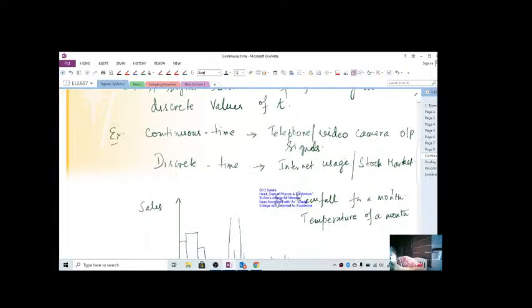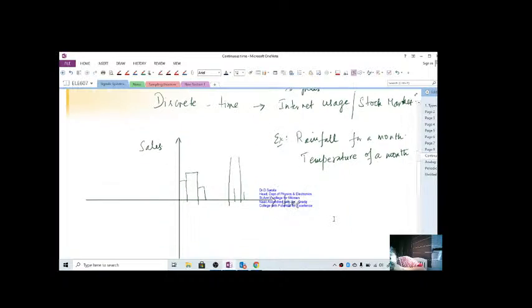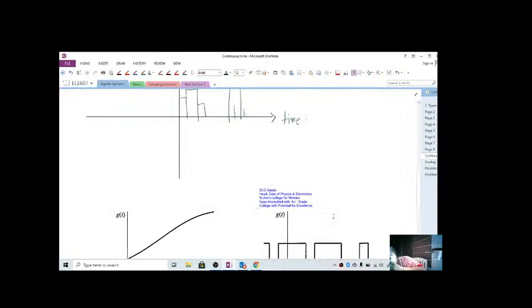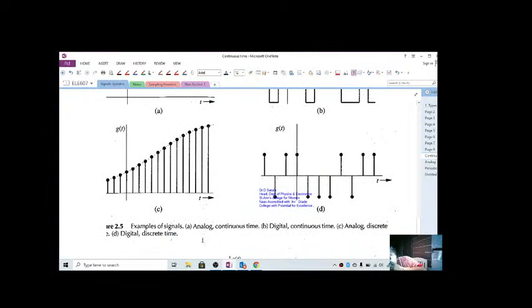Or stock simulations, when they do them, that also is discrete time. At different time intervals you will be doing it. Or it can be rainfall if you are observing for a month, or the temperature of a month. You can do a little project, monitor the rainfall for a period of 1 month, then predict and try to do some analysis, and that will be the most useful thing for the farmers. So likewise you have different signals here.